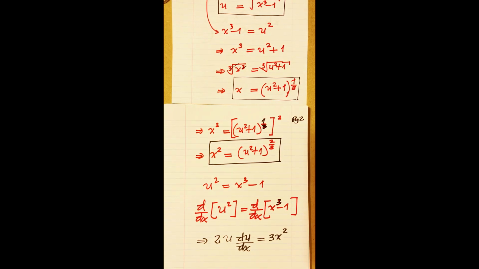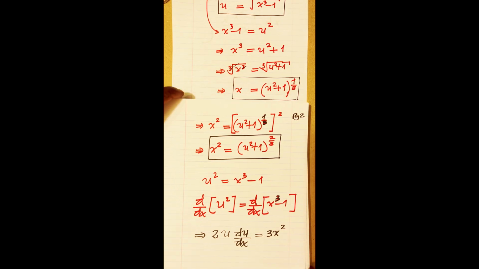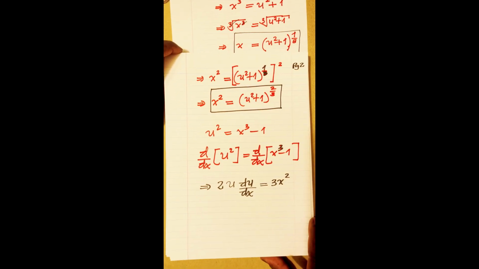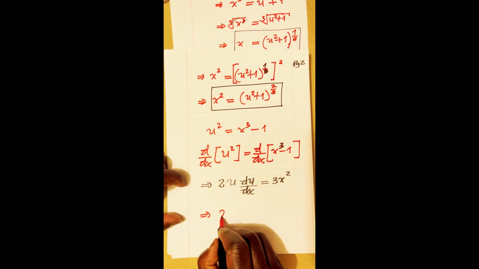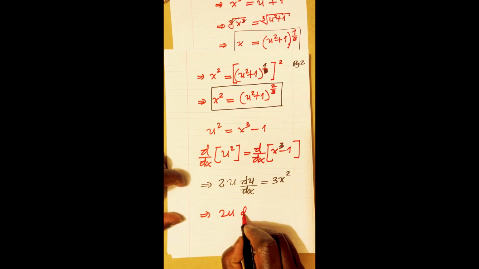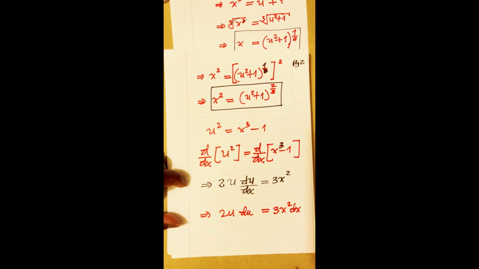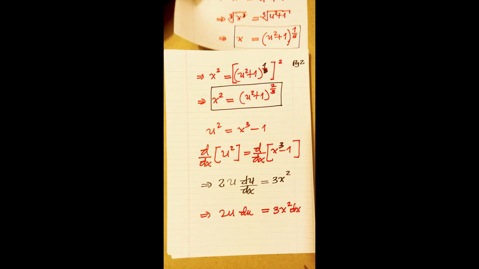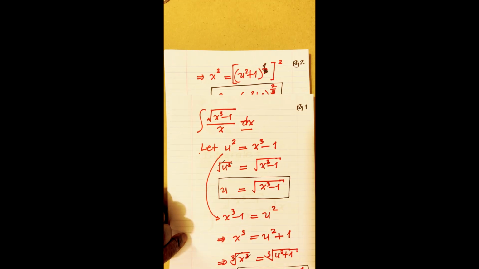Now, fantastic. So what are we going to do now? You see the x squared coming up? That's why we needed it here. So next, we have to multiply both sides by dx as follows. So now we have on the left 2u du. On the right, we're going to have 3x squared dx. Now I have to solve for dx. Why? Because over here, I have dx there. So we have to get rid of that.